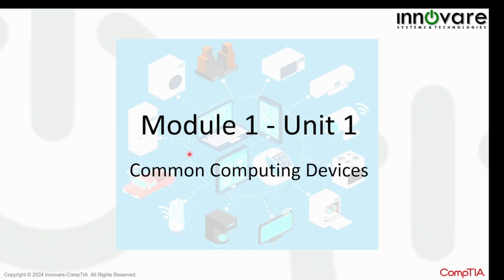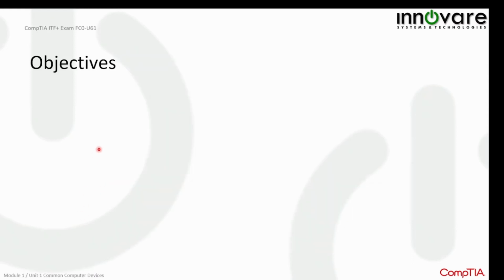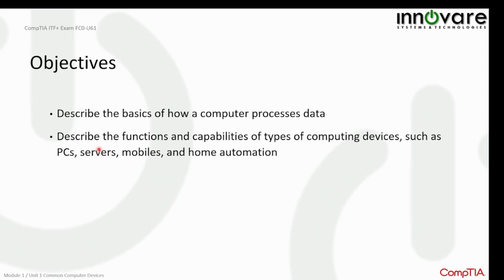Module 1, Unit 1, Common Computing Devices. In this unit, our objective is for you to learn how to describe the basics of how a computer processes data, and then to describe the functions and capabilities of types of computing devices such as PCs, servers, mobiles, and home automation. This will also include the Internet of Things.